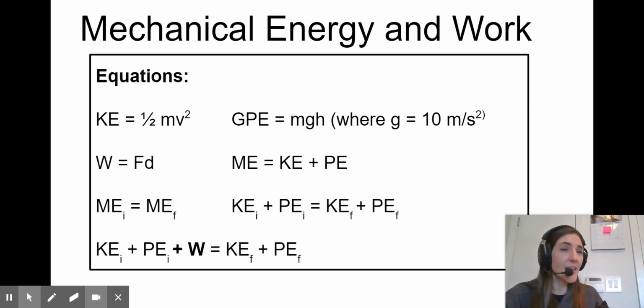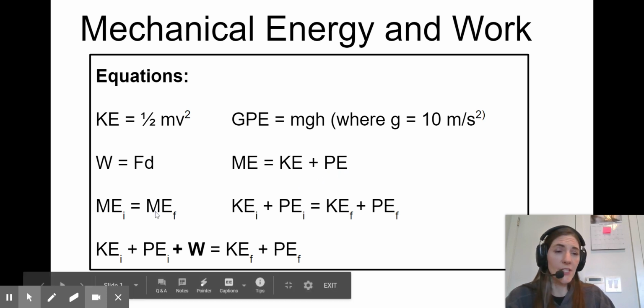Okay, so mechanical energy and work. The equations we're going to use are here. You have your kinetic energy equation. You have your gravitational potential energy equation. We're going to use g equals 10 meters per second squared. Work equals force times the distance. Work also equals changes in energy. Mechanical energy is equal to KE plus PE.